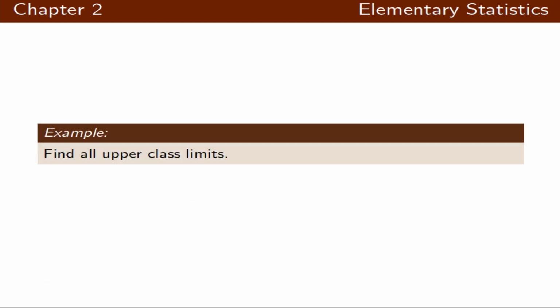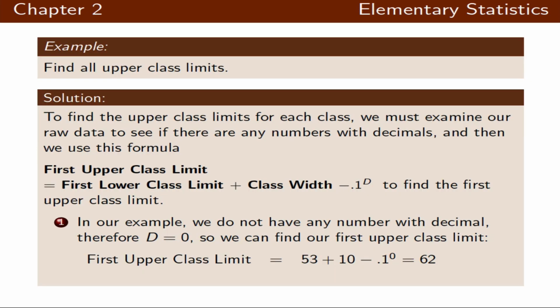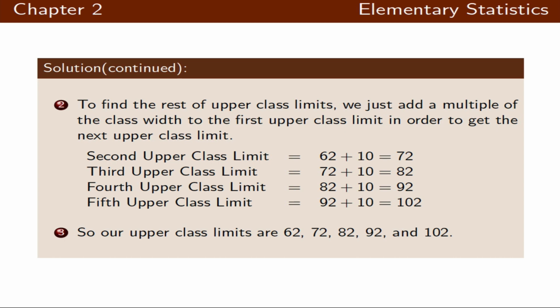So for our example, d was equal to 0. We had no decimal places. So our first upper class limit would be 53 plus 10 minus 0.1 to the 0 power. Once we do this, we're going to get 62. And then for the next one, we add 10, the class width. Then again, add 10 to get 82, add 10 to get 92, and so on and so forth. So our upper class limits for our example are 62, 72, 82, 92, and 102.